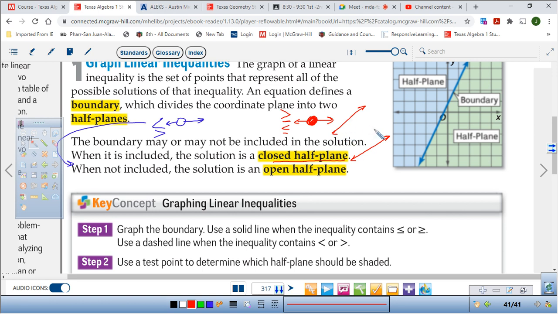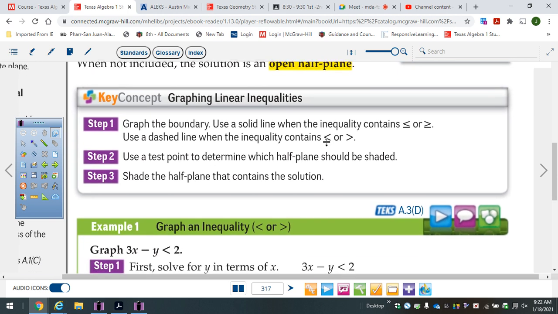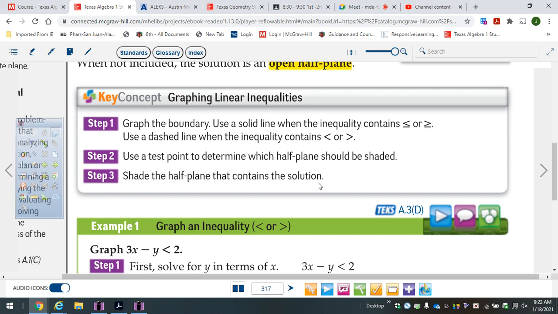Now, it can go in any direction, right? When it's not included, it's going to be a dotted line, a broken line. It still gives us the illusion that there's a line there, but it's not included. So this still holds true. This right here, it's included, solid line. Dashed line right here when it's not included. Again, copy that down real quick, make sure you know that.